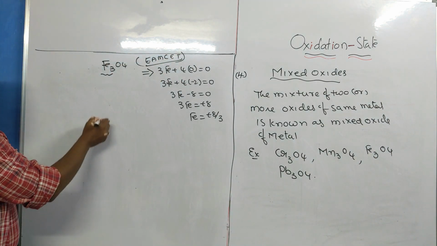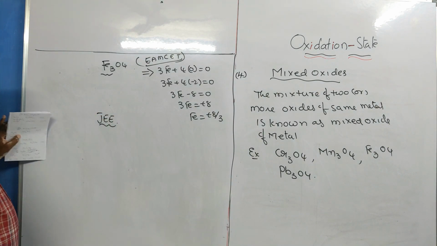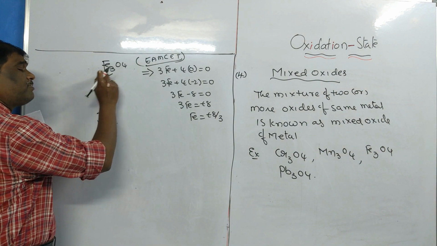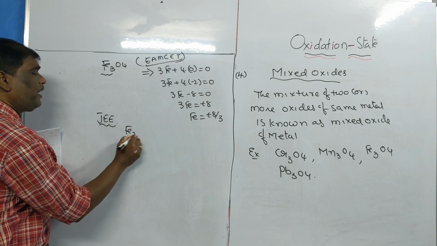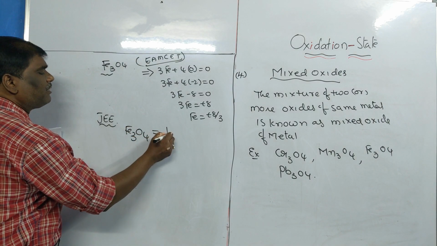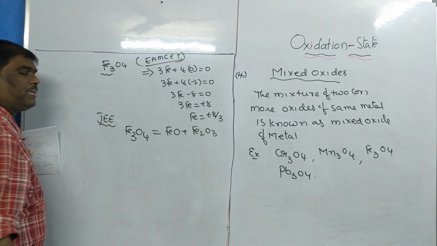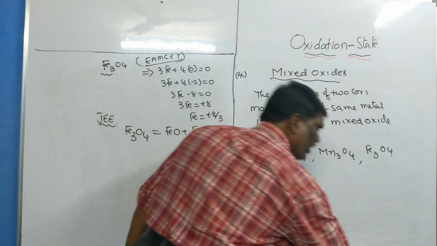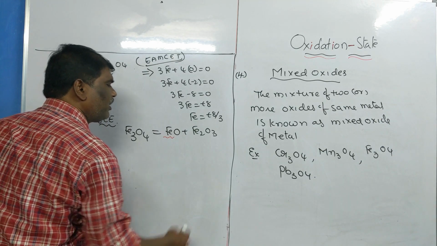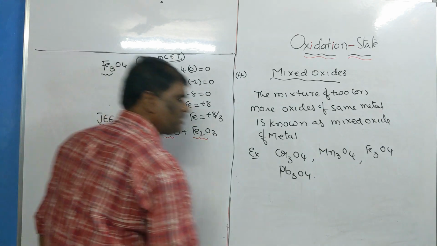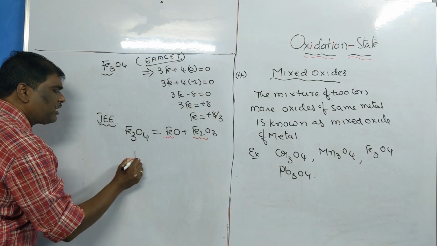But in the JEE exam, they will ask the oxidation state for each and every atom. For the 3 atoms, they are asking the oxidation state separately. For that, we have to split the mixed oxide. It is a mixed oxide of FeO and Fe2O3. Now we have to find the oxidation state of iron in FeO, and of the 2 atoms in Fe2O3. Now we are going to calculate the oxidation state separately.